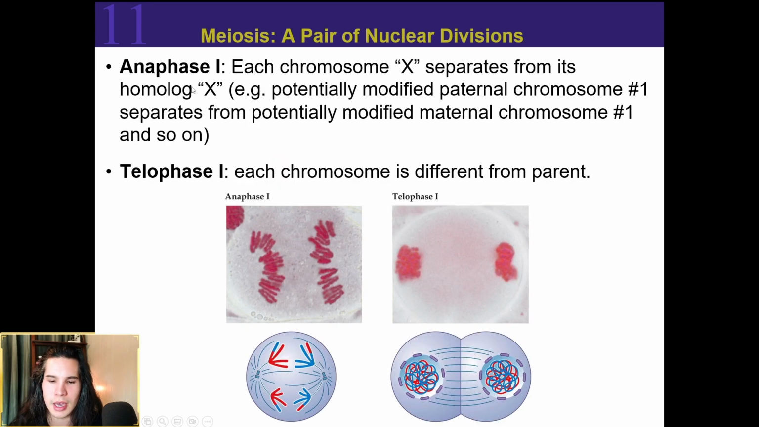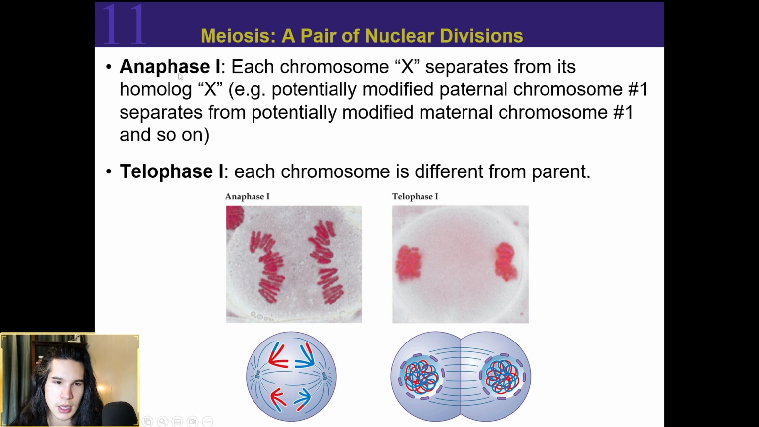So just to recap, the two main contributors to genetic diversity are going to happen within the first 2 phases of meiosis. During prophase 1 of meiosis 1, you're going to get crossing over, and then during metaphase 1 of meiosis 1, you're going to get independent assortment. So after your metaphase 1 of meiosis, you have anaphase 1.